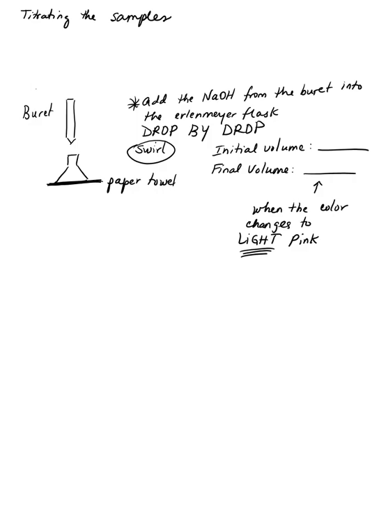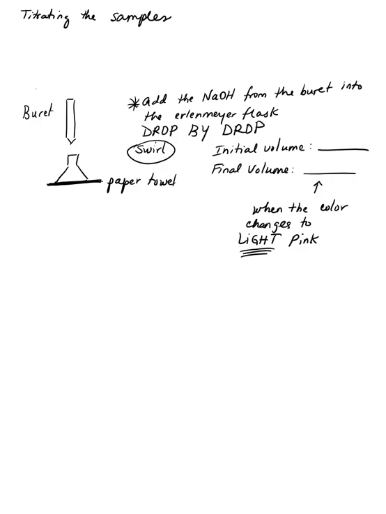So to add the sodium hydroxide into your sample, you're going to open the burette and let it go drop by drop into your Erlenmeyer flask with the sample. So drop by drop, patiently waiting for that color change. While you're adding the sodium hydroxide from the burette into the Erlenmeyer flask, make sure that you swirl your Erlenmeyer flask. The paper towel is for you to see the color change.